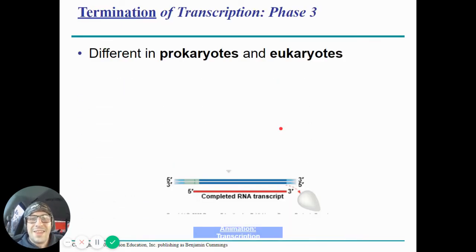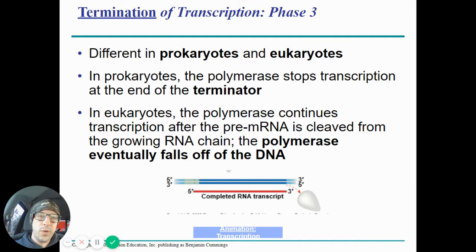All right. At the end of this entire process, we have phase 3, which is called termination, and all that does is at the end of the gene or the transcription unit, there's going to be a sequence of bases that tells the RNA polymerase to go ahead and just drop off and be done. Okay. That terminator region, what they call it, can be different based on whether or not you're looking at a prokaryote or a eukaryote. But in eukaryotes, the polymerase continues transcription after pre-mRNA is cleaved from the growing RNA strand. Okay, so the polymerase eventually falls off of the DNA when the entire process is done. So we call this last phase termination.